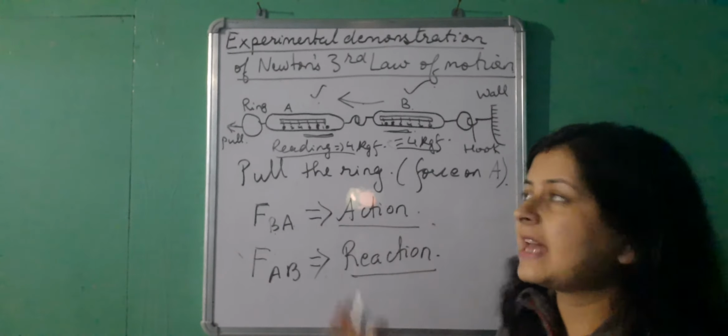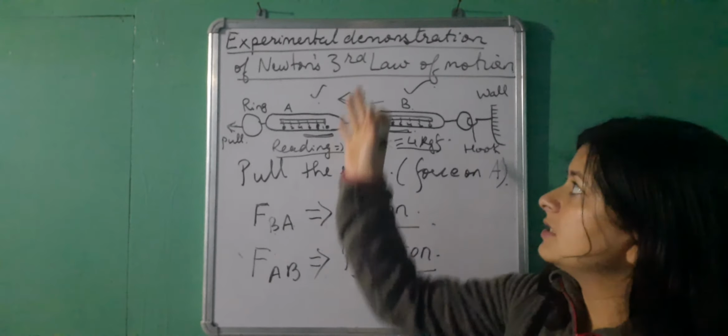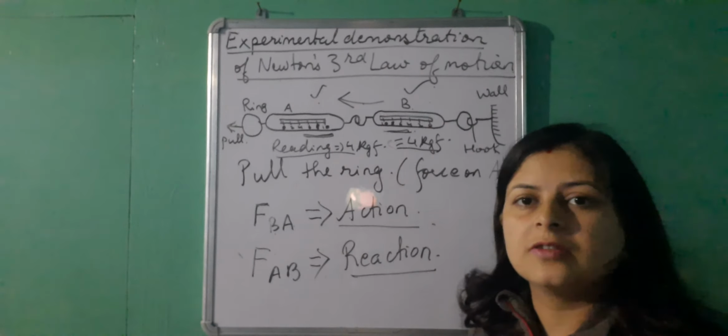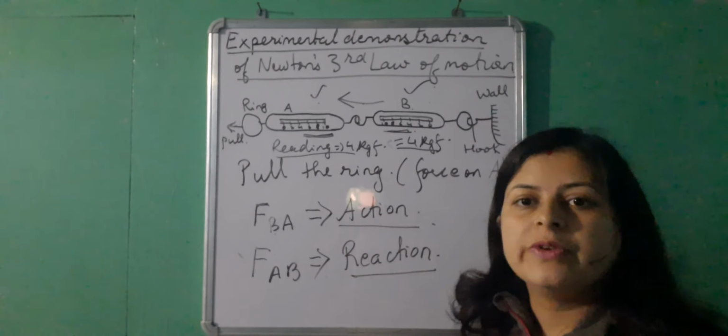So the net force acting on this entire system, like I told you, is going to be 0. All right, so this is how we can demonstrate Newton's third law of motion taking just two spring balances. All right, so we will stop here.